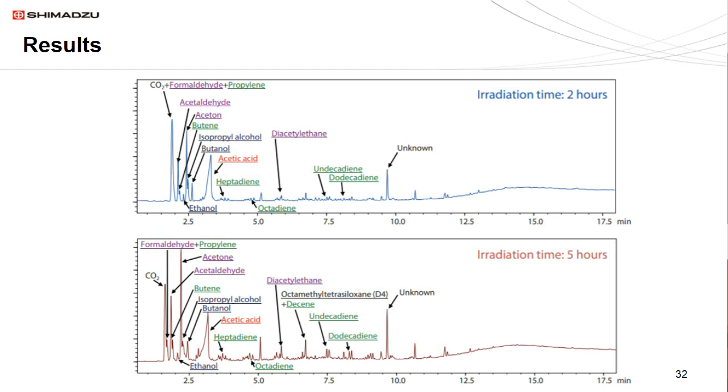Jumping into the 5 hour now, we are seeing a whole new realm of components past 5 minutes. So we have our octadiene, diacetylethanine, our D4 plus decene, the undecadiene and dodecadiene, as well as an increased response of our unknown. So basically, exposing those to different hours of irradiation, up to 5 hours, shows massive degradation in the EVA copolymer.